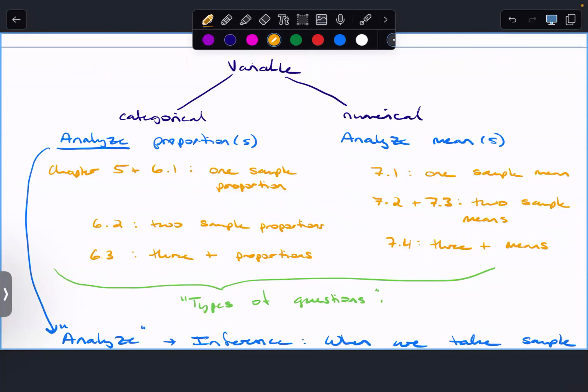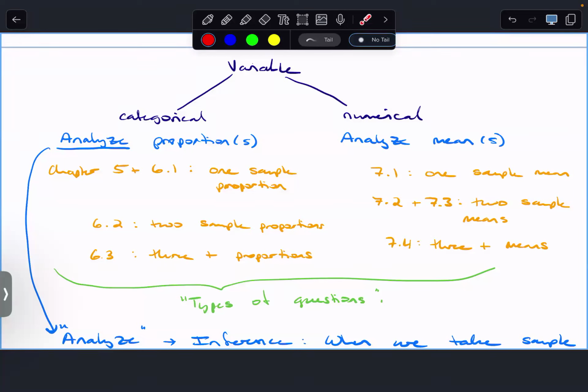I kept this in here because I was so lazy. But going way back to chapter one, the very first day, I think, we said, okay, I've got a variable. A variable is either categorical or numerical, right? We've got a good handle on that. Now, what type of variable we have is going to determine how we're going to analyze it.